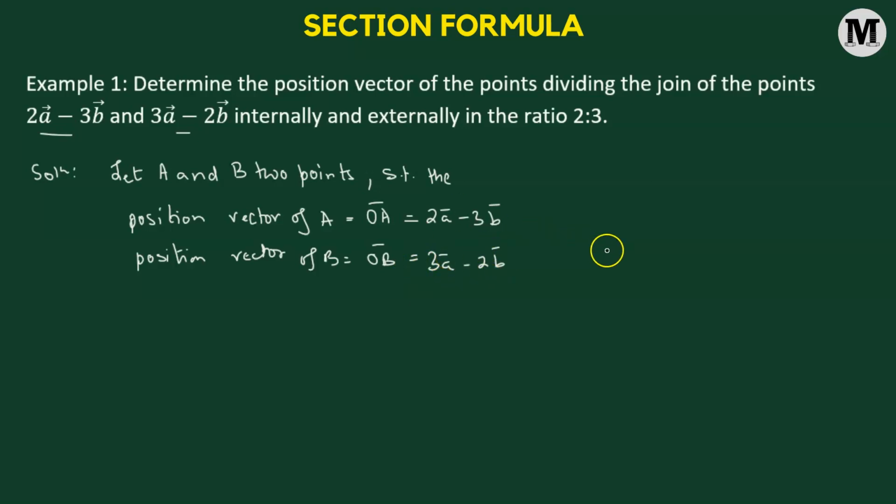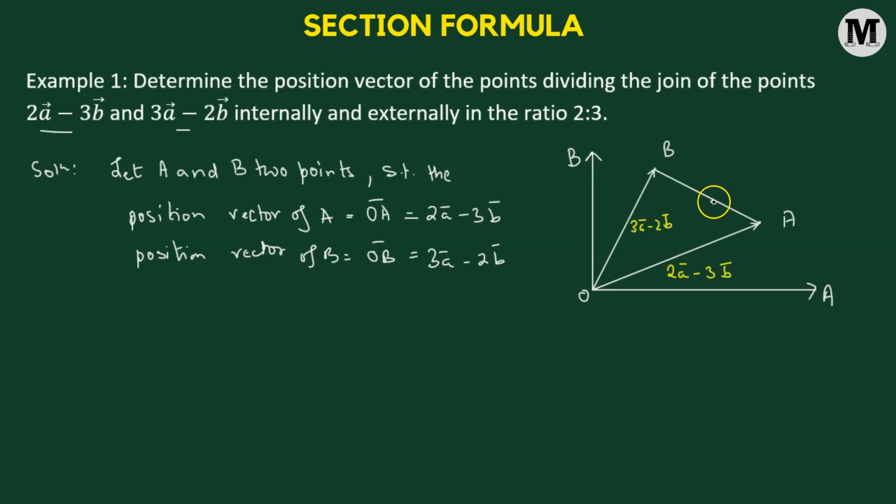Okay, to understand this problem, we'll choose 2 points. So let's say this is the point A. A has the position vector 2a minus 3b, and then we have the point B. B has the position vector defined as 3a minus 2b. So here we will be considering a point C such that C divides the join of A and B internally in the ratio 2 is to 3.